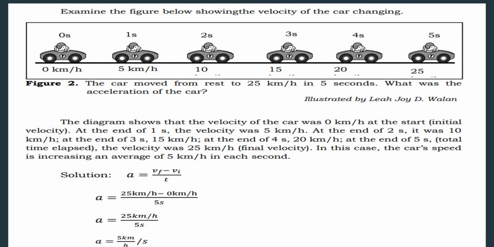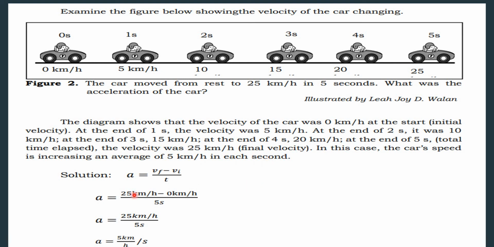At the end of 1 second, the velocity was 5 km per hour. At the end of 2 seconds, it was 10 km per hour. At the end of 3 seconds, 15 km per hour. And at the end of 4 seconds, 20 km per hour. And at the end of 5 seconds, the total time elapsed, the velocity was 25 km per hour. And that will be your final velocity. In this case, the car's speed is increasing an average of 5 km per hour in each second.